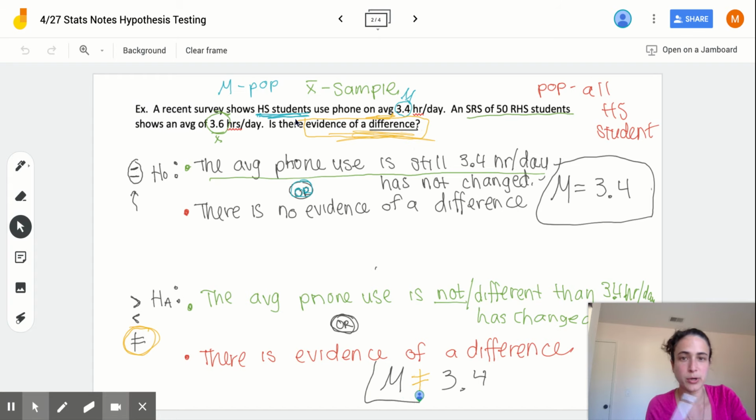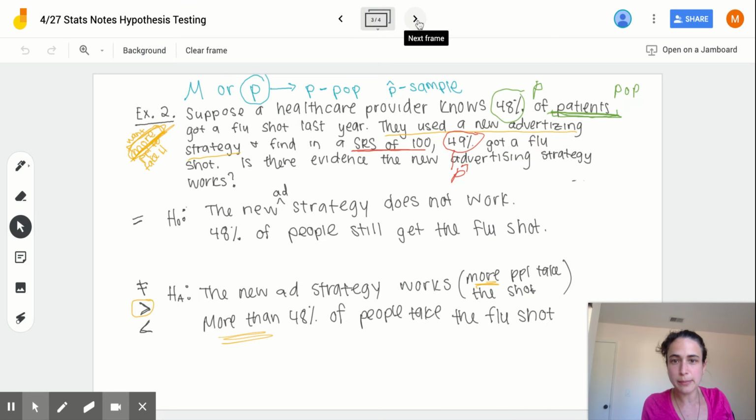So we're going to do one more example. On the next page, we did this example. Suppose a healthcare provider knows that 48% of patients got a flu shot in the last year. They used a new advertising strategy and found in a sample of 100 students, 49% had got a flu shot. Is there evidence that the new strategy worked, that it was effective?